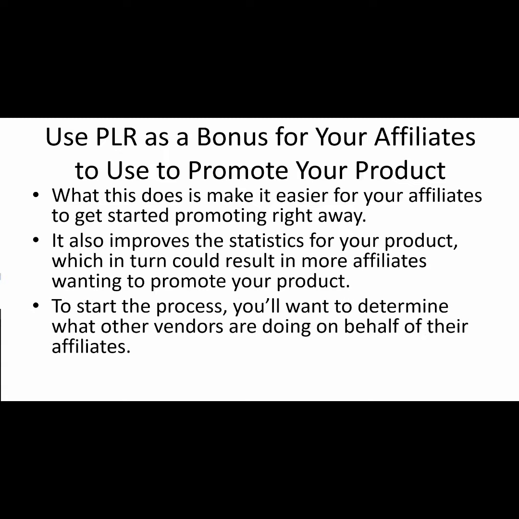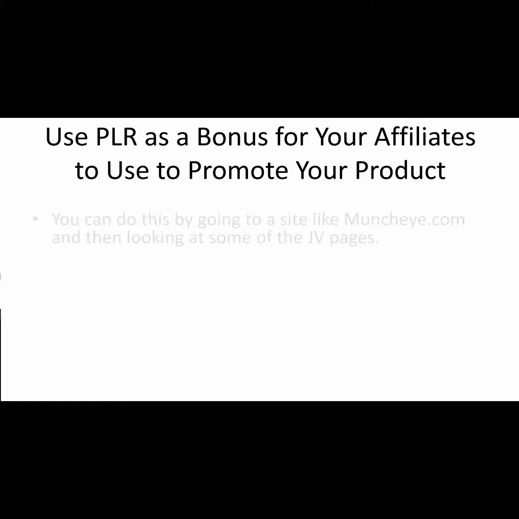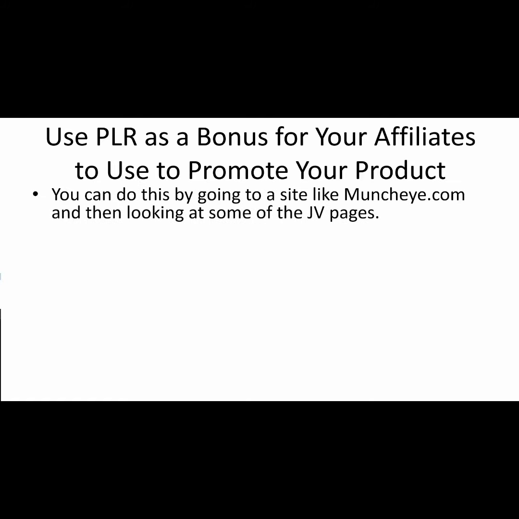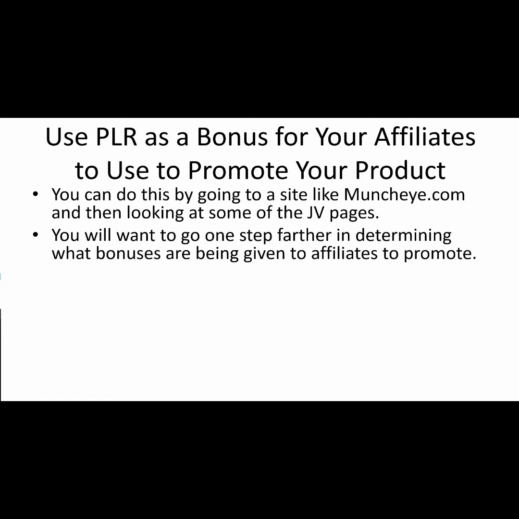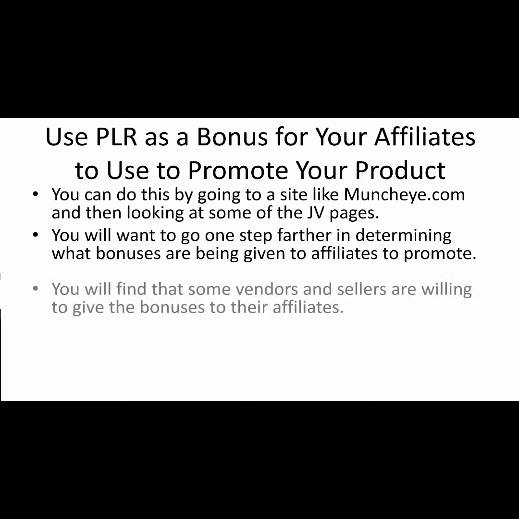Now, to start this process, you are going to want to determine what other vendors are doing on behalf of their affiliates. And you can do this by going to a site like muncheye.com and then looking at some of the JV pages. Now, you will want to go one step further in determining what kinds of bonuses are being given to the affiliates to promote those products.